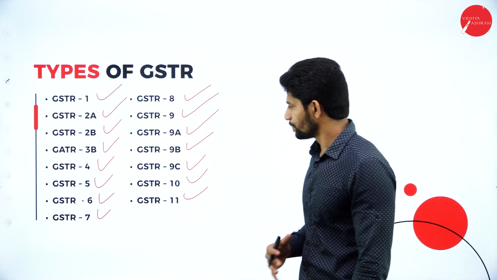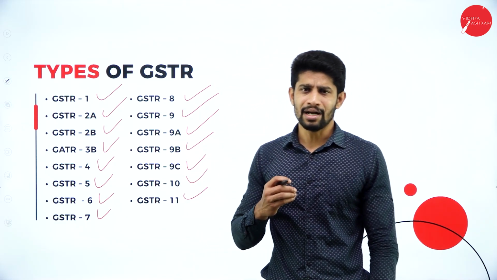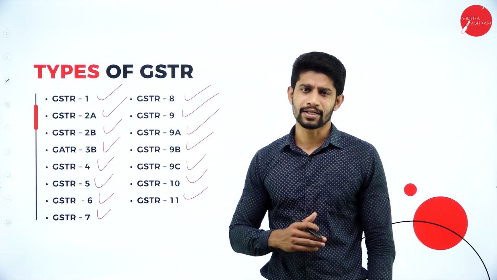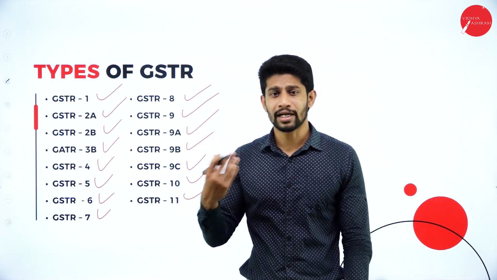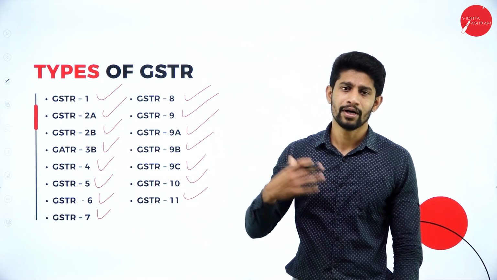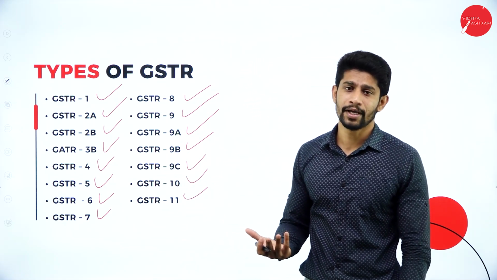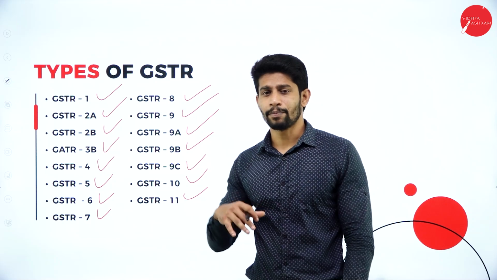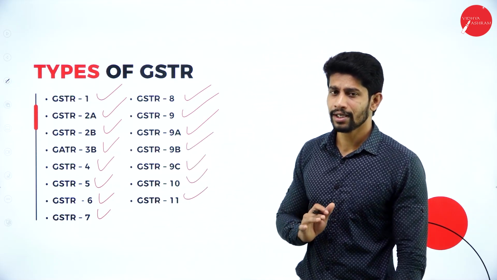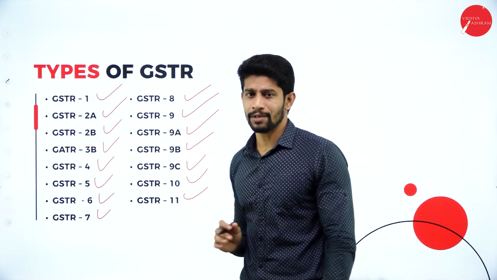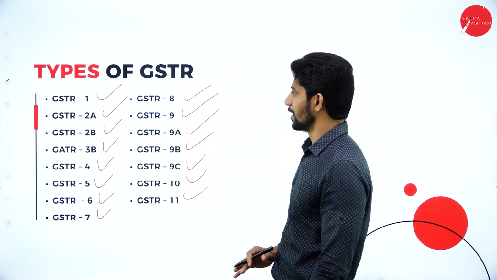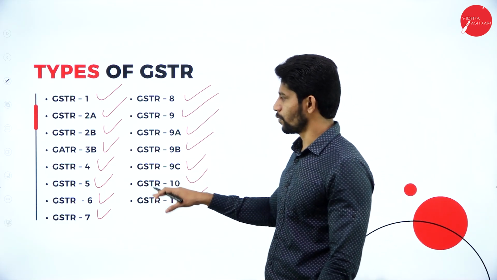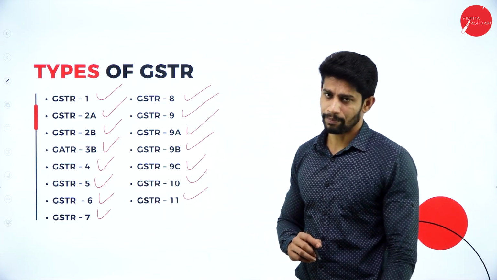So what will happen here? For example, if you are a manufacturer purchasing some raw materials or inputs, what kind of form are you supposed to file for inward supply, what kind of form will you file for outward supply, and for payment of GST, what kind of form will you be filing? Based on the type of transaction, you are supposed to file different types of GSTR returns. This many GSTR forms we have under the GST purview.